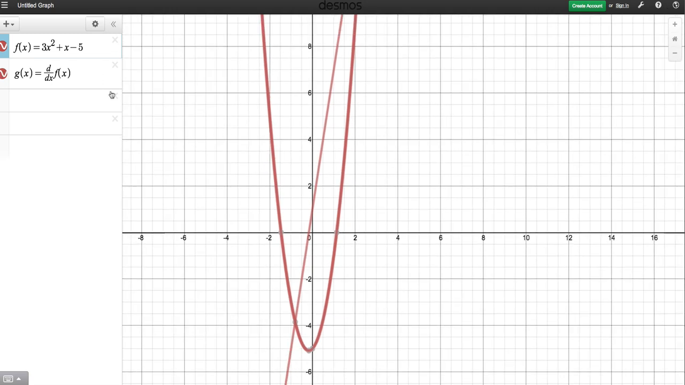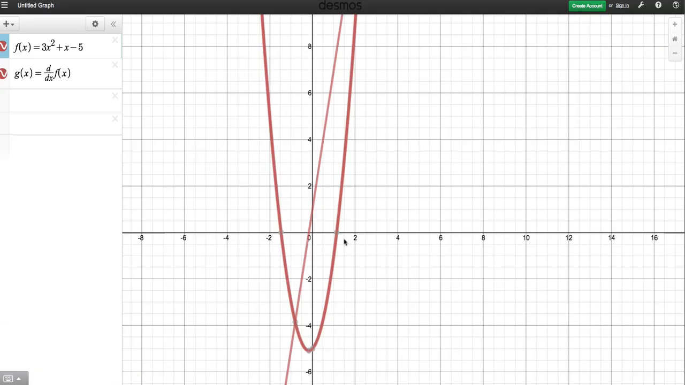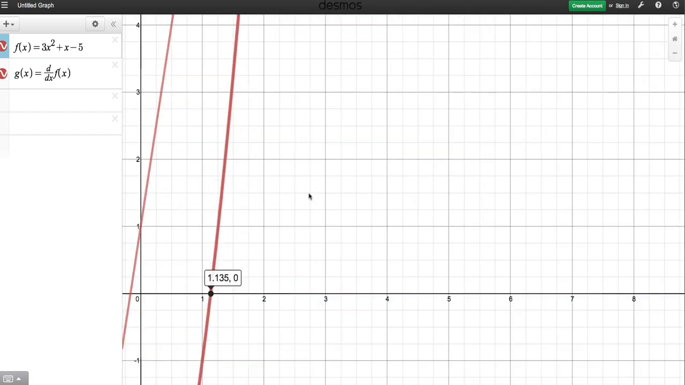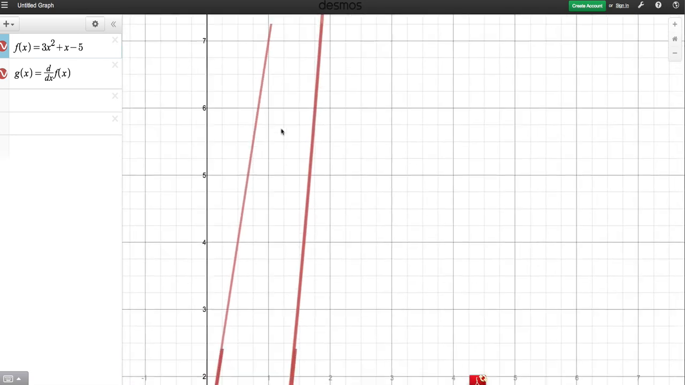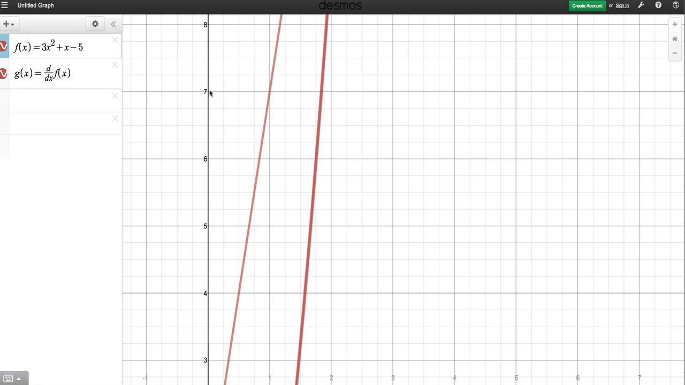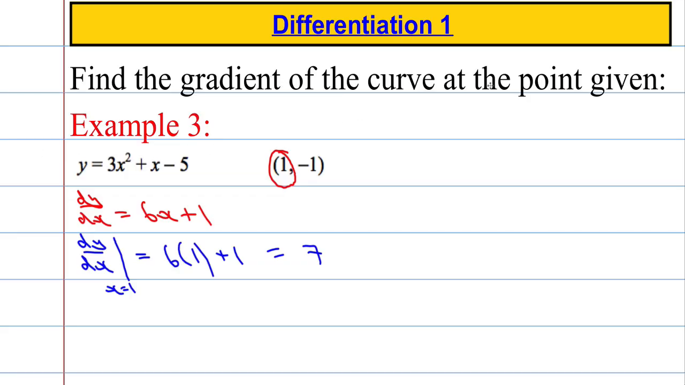Now, let's see what the value of the gradient function is when x is 1. We should get a value of 7. Let's check and see. When x is 1, let's see what the gradient function has a value of. When x is 1, y is 7. So the gradient of the tangent to the curve at that point 1 is 7.